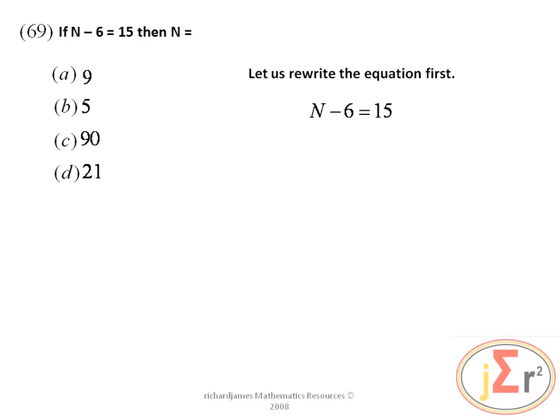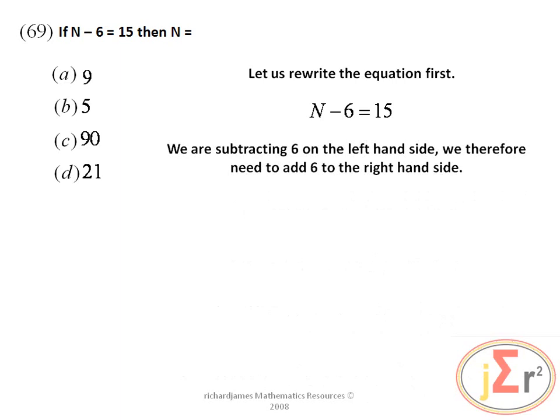But essentially, the information that was passed to me by Jerry Lewis is saying that we need to add 6 to the right hand side. So we are subtracting 6 on the left hand side. We therefore need to add 6 on the right hand side. So n is equal to 15 plus 6, which is equal to 21. So n is equal to 21. The answer is option D.